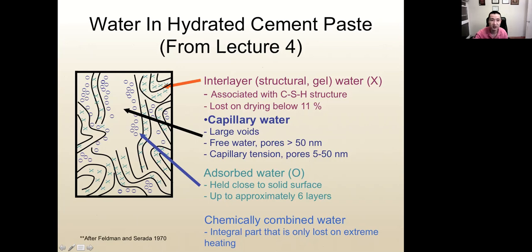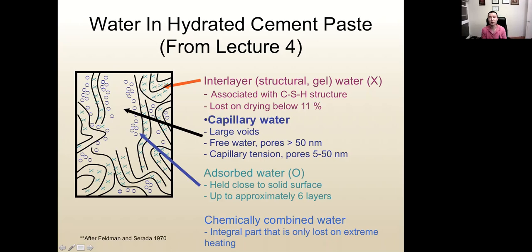As we can see here, these are old slides from lecture number 4. This shows waters in hydrated cement paste. We have interlayer water, which is water between the CSH sheets. Interlayer water will be lost below 11% RH. Capillary water could be in large voids or smaller voids. The water in larger pores, above 50 nanometers, we call free water.